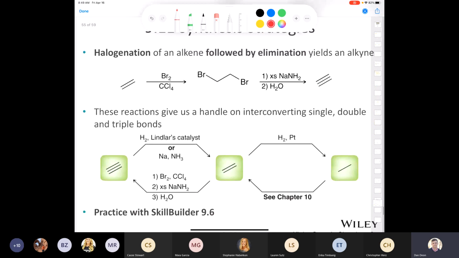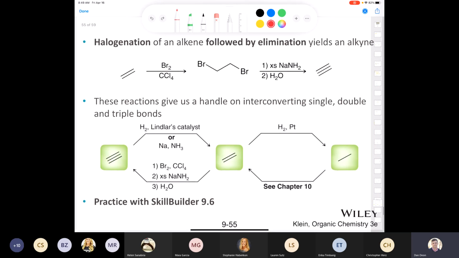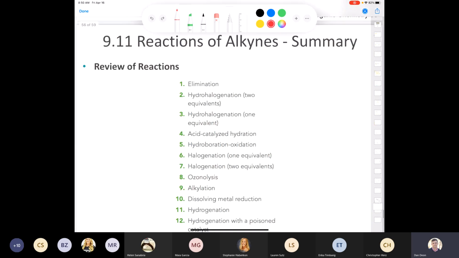What else? Halogenation. We looked at halogenation of an alkene before. One of the first reactions that we looked at in chapter 9 was taking a dihalide, treating it with excess sodium amide followed by water to give you an alkyne. This is an alkyne synthesis, so you can imagine that's a very important reaction in this chapter. What can you do with an alkyne? Again, you can reduce it. You can do a halogenation followed by excess sodium amide and water to regenerate an alkyne. So just playing with the double bond and triple bond there.